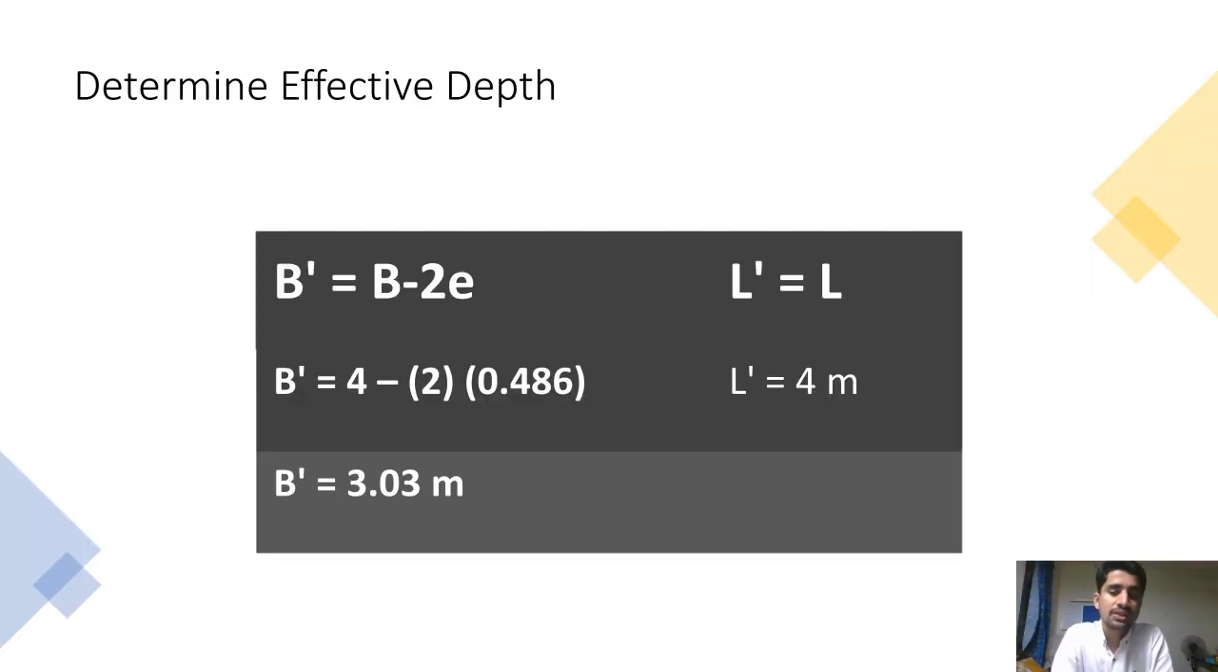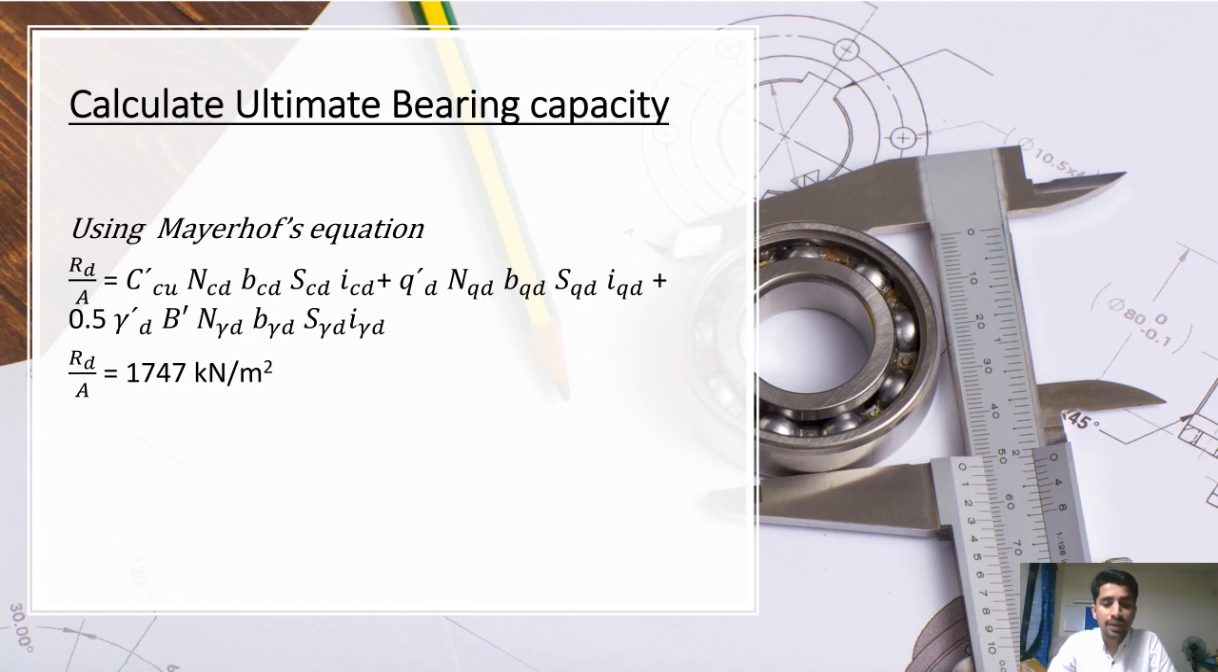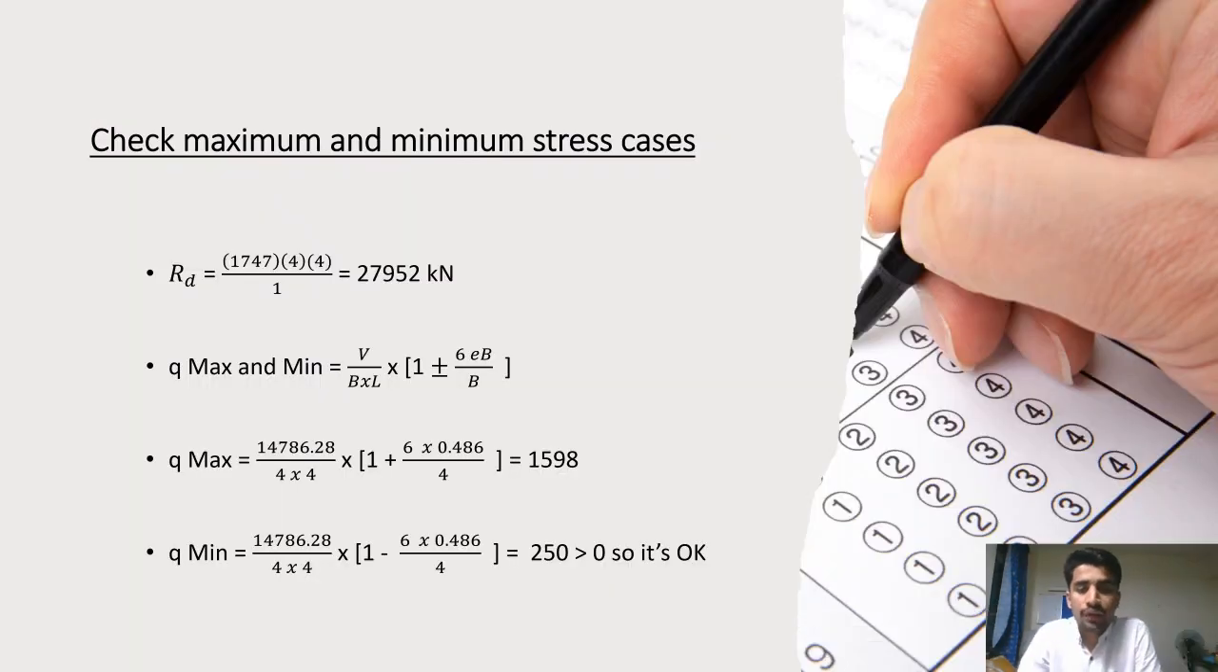Our second step is to determine the effective depth. After calculating the effective depth, we will use the Meyerhof equation to calculate the ultimate bearing capacity. After that, we have to check maximum and minimum stress cases. Based on the data, our Qmax equals 1598 kN per meter square and Qmin equals 250 kN per meter square, which is greater than 0, so it is applicable.